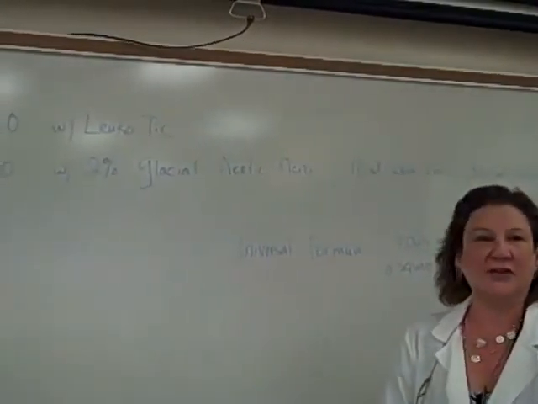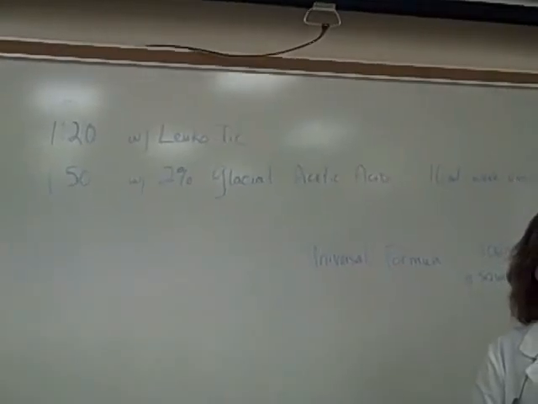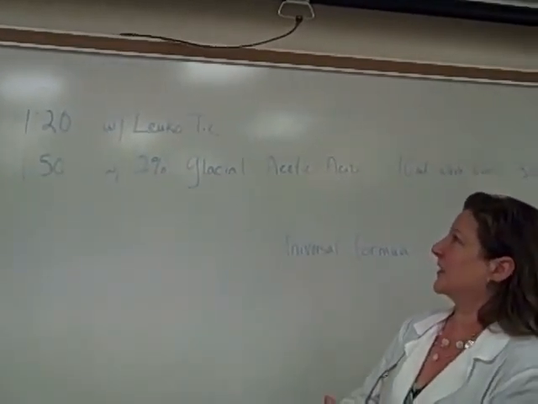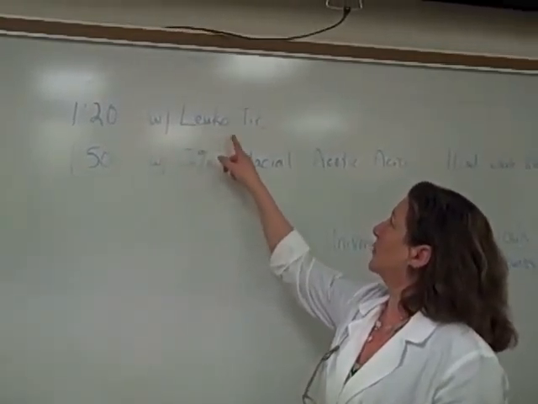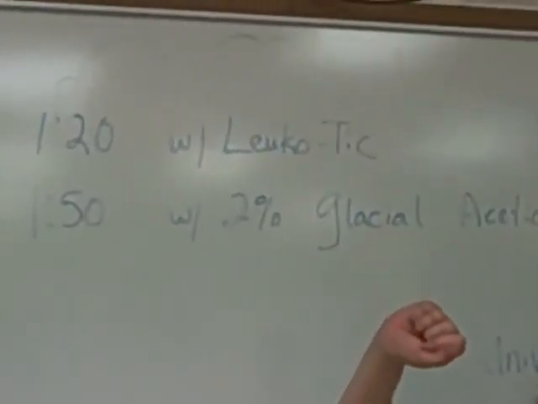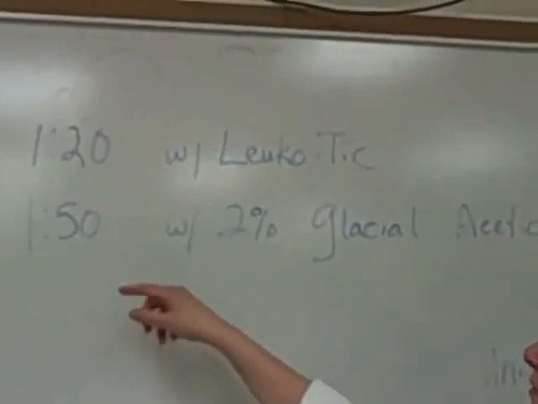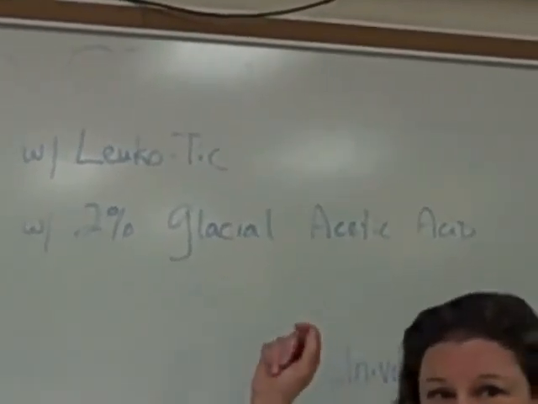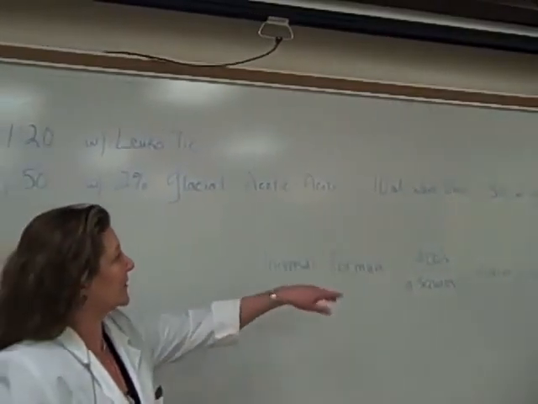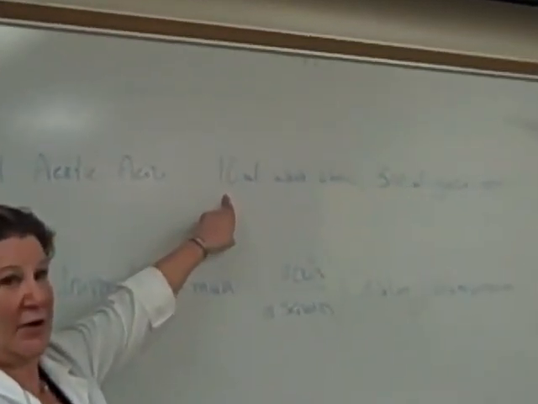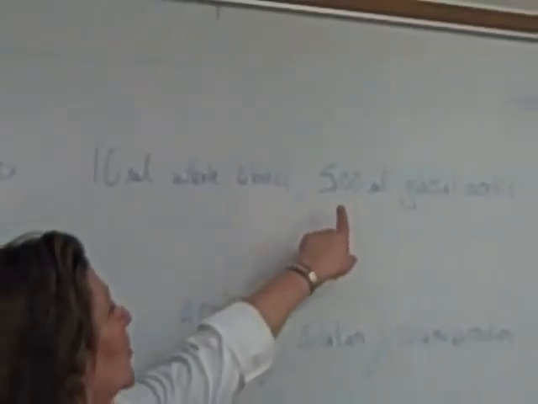Yesterday in lecture I didn't quite get through to the part that I wanted to, so I'm going to talk about that briefly today. We're going to do a 1 to 20 dilution with the leukotic solution, which is the blue. Then we're going to do a 1 to 50 with 2% glacial acetic acid. The way I did my dilution is 10 microliters of whole blood to 500 microliters of glacial acetic acid, okay?